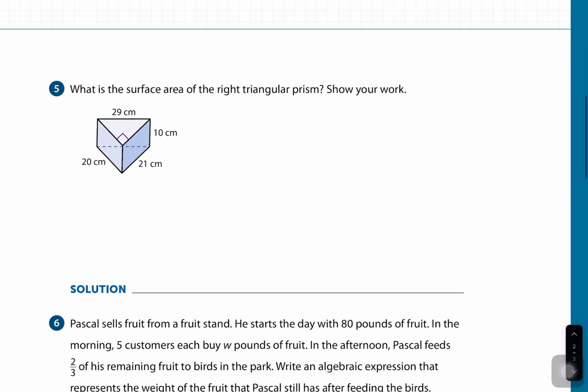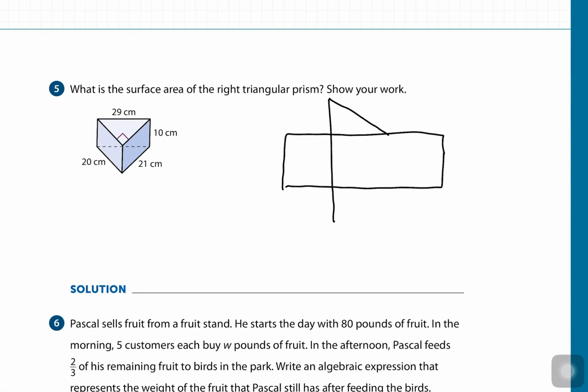Okay, this next one. We learned how to find surface area. We found surface area by using nets, so I'm going to draw a net. Okay, this is a right triangular prism. So again, we're just going to try our best. It doesn't have to be perfect. Okay, there it is. Now I'm going to start labeling.